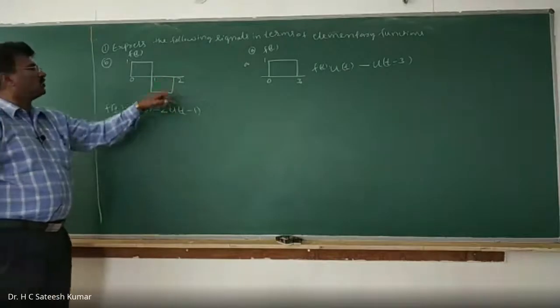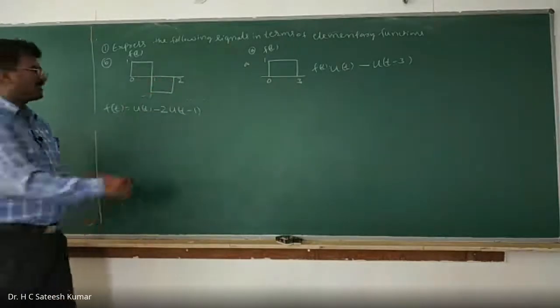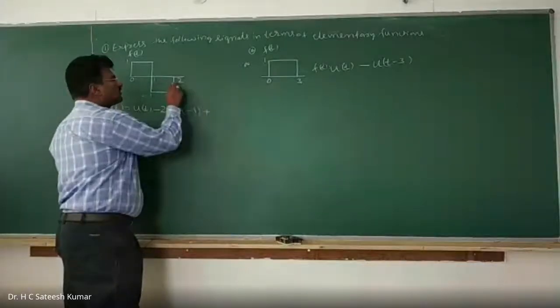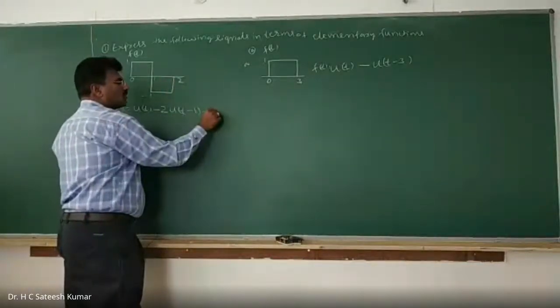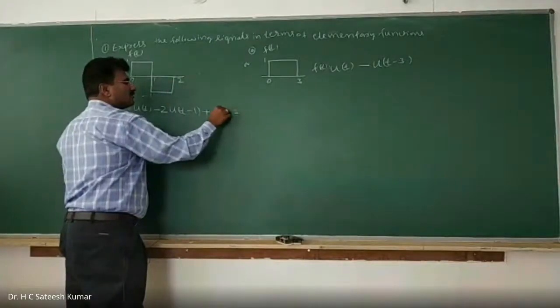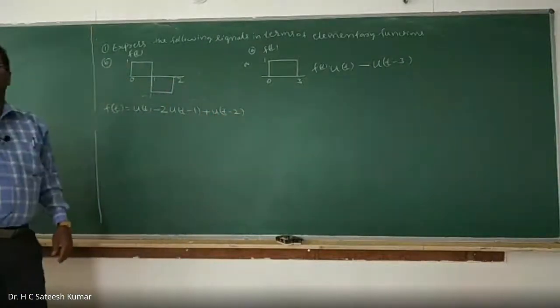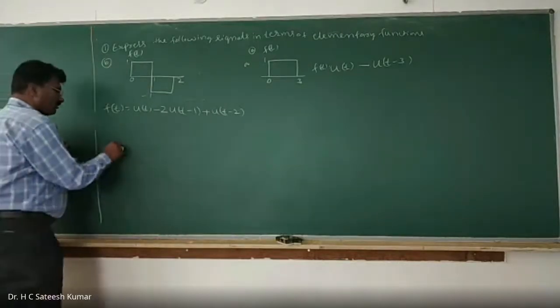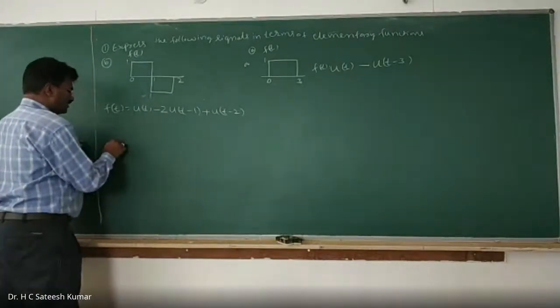At 2, up by 1 unit. Plus means up, 1 unit, from 2. So at 2 we write u of t minus 2. That's it. So just by observation, we can do it. And see, I will go for one more of this sort.